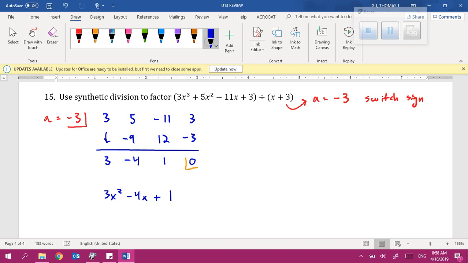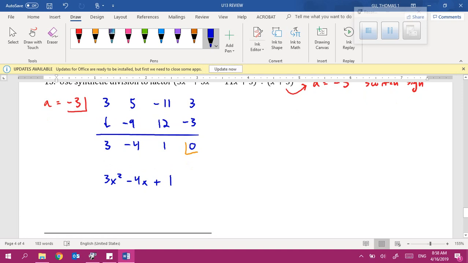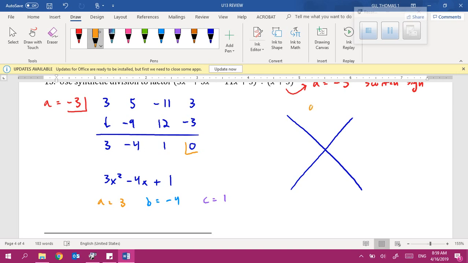All right, so now we're just going to factor out the 3x squared minus 4x plus 1. So we're going to use the x box method for this. So what is your a value here? 3. What's the b value? -4. And what's the c value? 1. All right, so here we go. What goes in the top? A times c, which is 3.